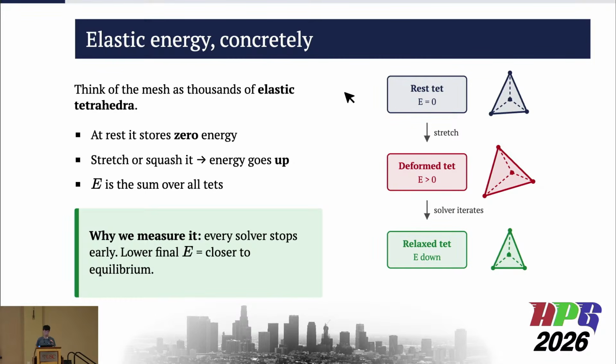Take this as an example. This is a tetrahedron, and initially it has zero elastic energy. If you stretch it, it will have some elastic energy. After the solver runs some iterations, the elastic energy goes down, and it tries to go back to its original shape.